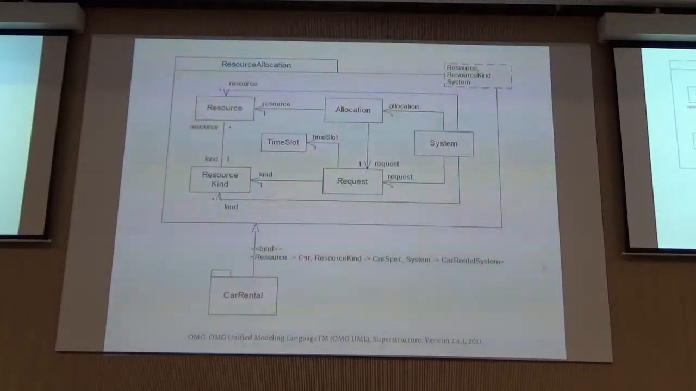So resource would be car, resource kind, car specification. System will be car rental system. So you're actually defining a general way, a general component or framework for resource allocation, and you're applying it in this particular case of this car rental system. So this is something that is already available in UML.